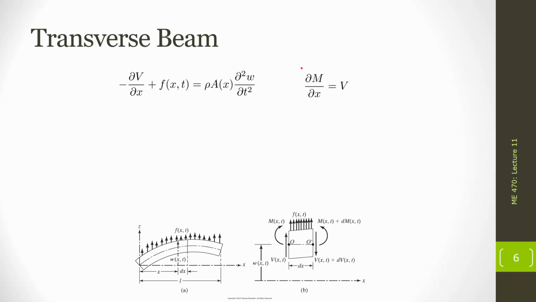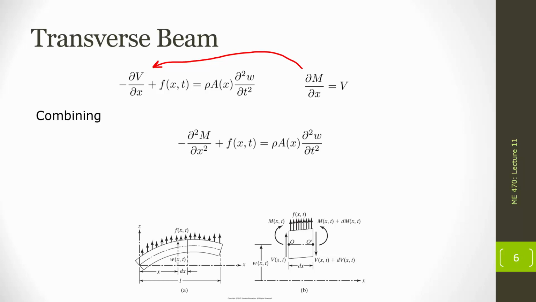So I'm going to be able to substitute in here. Instead of having a v term, I'm going to be able to have an m term. Combining these two, I now get the second spatial derivative of m on the left-hand side, plus that loading intensity, equals rho A times the acceleration. Now in strength of materials, we didn't see this. We didn't have a relationship between the acceleration and the bending moment, because in strength of materials, everything was in static equilibrium. But now we have a dynamic problem happening.